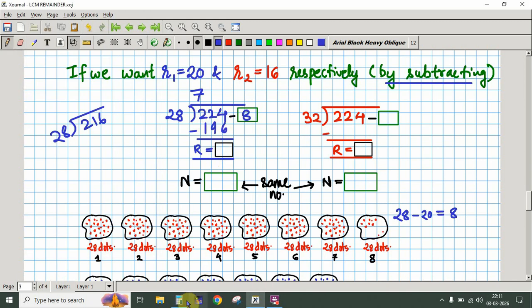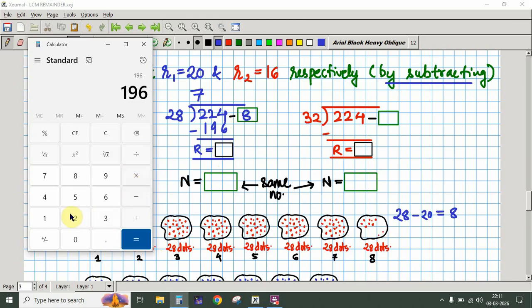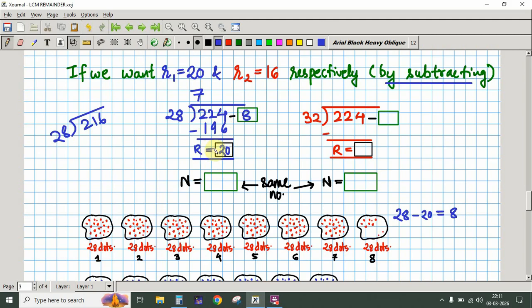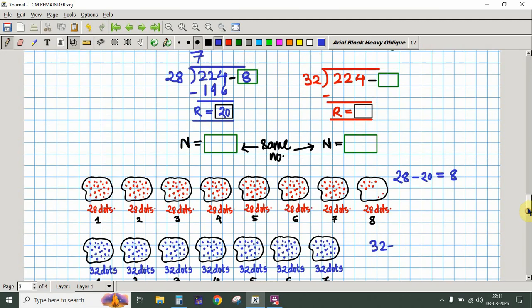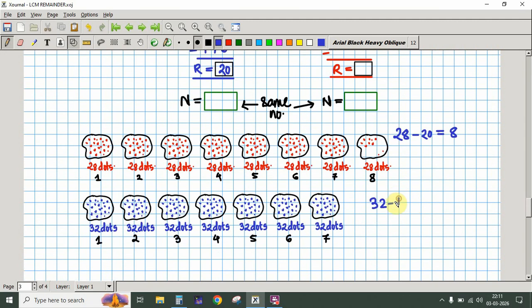Okay, so subtract it. You will get 216, and the remainder is 20. And what about this 32? So 32 minus remainder, these many dots you will remove. You want remainder as 16. So 32 minus 16 is 16. So just remove 16 from the last set, and the leftovers are 16 dots in this.